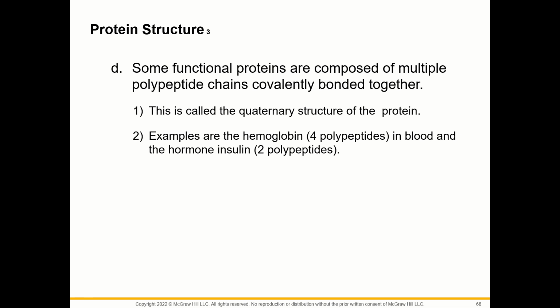Some functional proteins are composed of multiple polypeptide chains covalently bonded together, and this would be called the quaternary structure of the protein. So the examples are hemoglobin, which is 4 polypeptides bonded together, and insulin, which is 2 polypeptides bonded together.